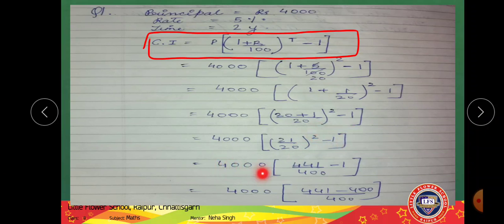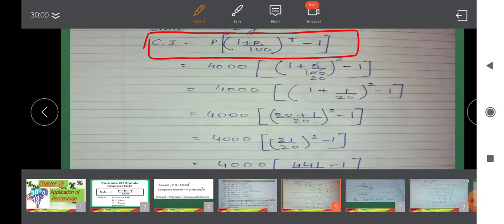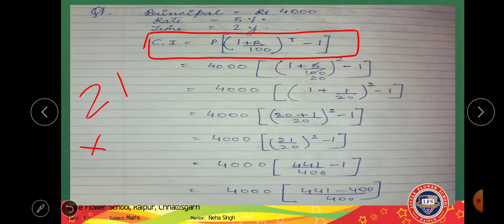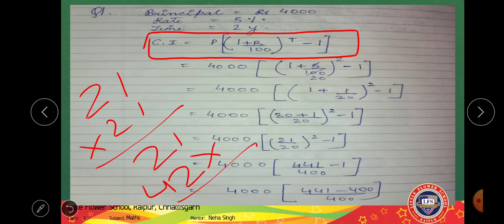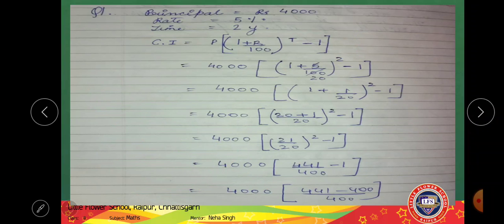4000, 21 square is 441 upon 20 square is 400, right? Calculating squares we have learnt in the first chapter. What we will do? We will multiply 21 twice. 1 ones are 1, 1 twos are 2, 2 ones are 2, 2 twos are 4, 441. This is the answer, square of 21, right? These few squares you are going to learn as well.